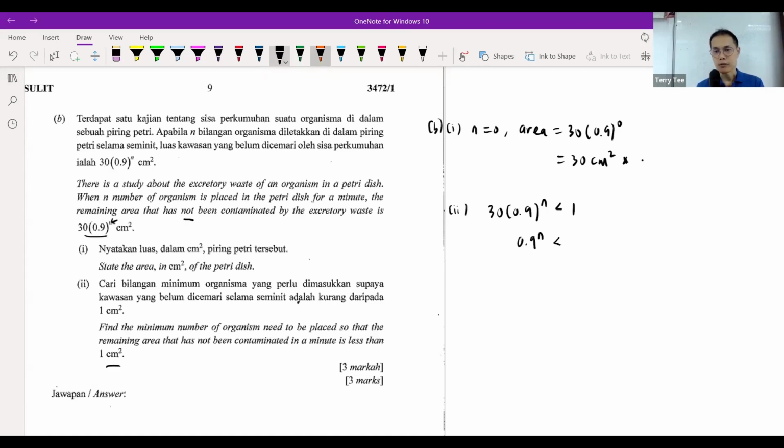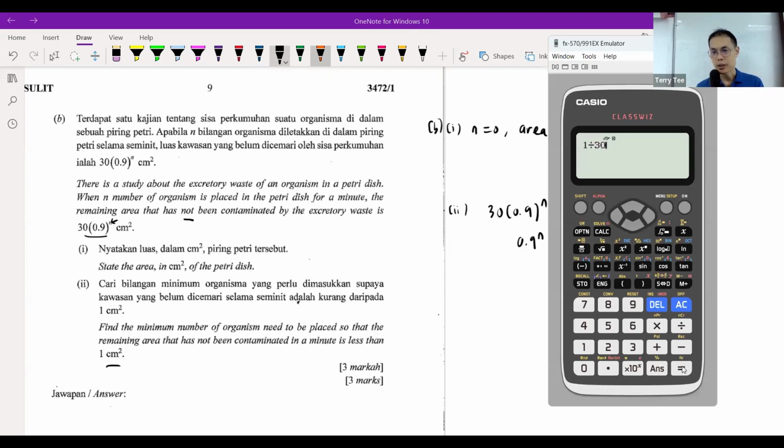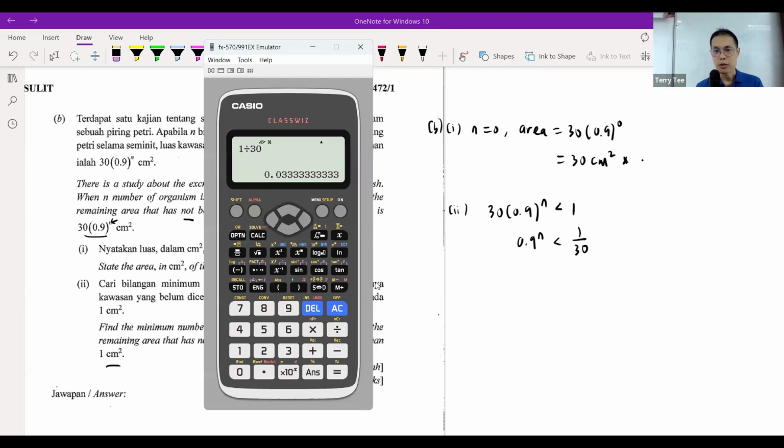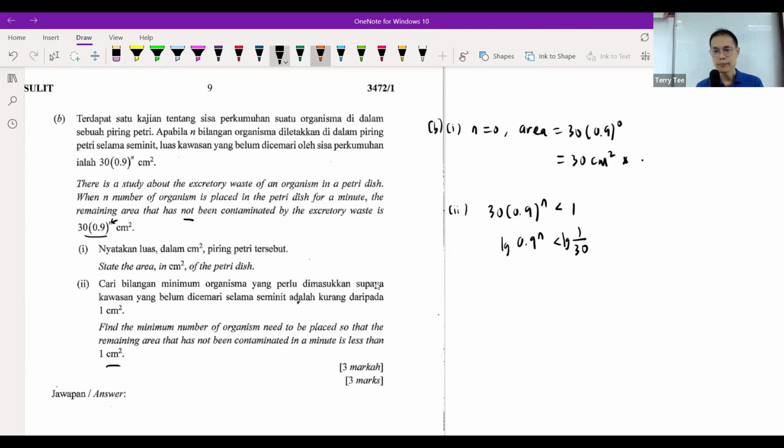Instead, the 30, you're going to bring it over, write this as 1 over 30. Now, don't change to decimal, because if you change to decimal, 1 over 30 will be a very ugly number, right? Long decimal point. So I don't want to do that. I will just leave it as 1 over 30.